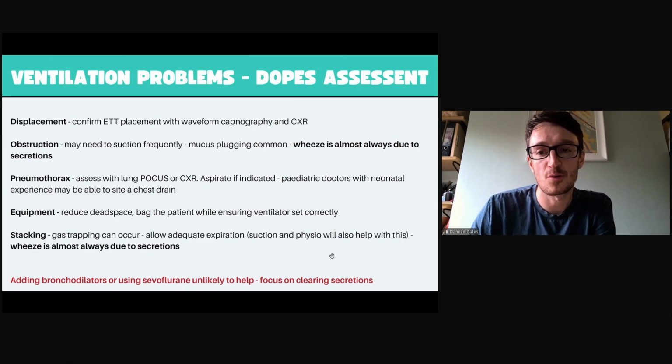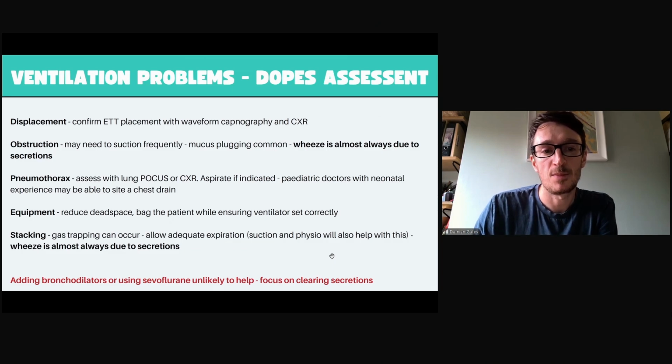If there is a big pneumothorax, some pediatric doctors might be happy to site a chest drain. Those who have extensive neonatal training or are experienced in the process might be able to site a chest drain if you're struggling to continue to ventilate with needle aspiration only, and you need to get on and do that before the retrieval team arrives.